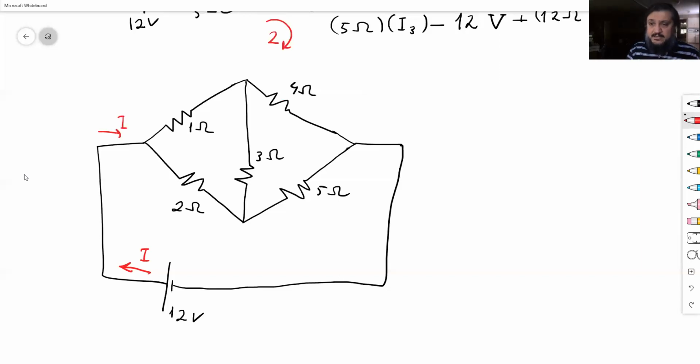Now some of this I goes through the 1 ohm resistor. Actually, since 1 ohm is less than 2 ohms, that part will be greater than the other one. You can divide I by 3, and 2/3 would go through the 1 ohm, and the other third through the 2. But those are just because I picked those numbers. In general, it could be anything. I'm just going to call it I1 now. So this will be I minus I1.